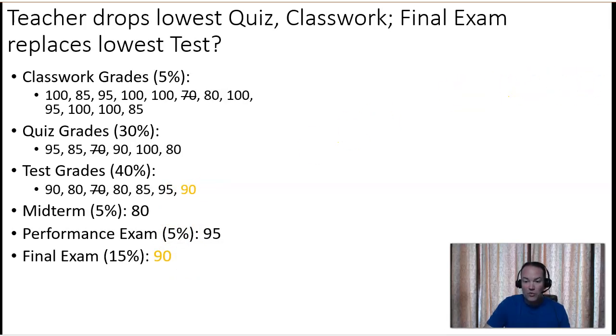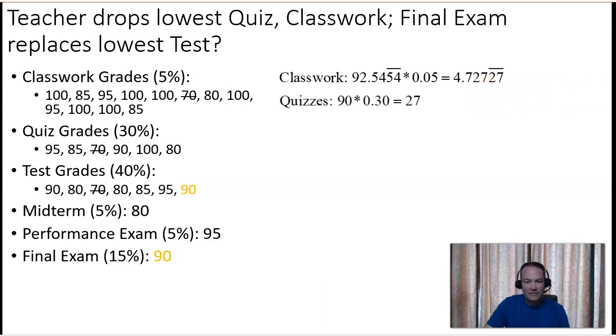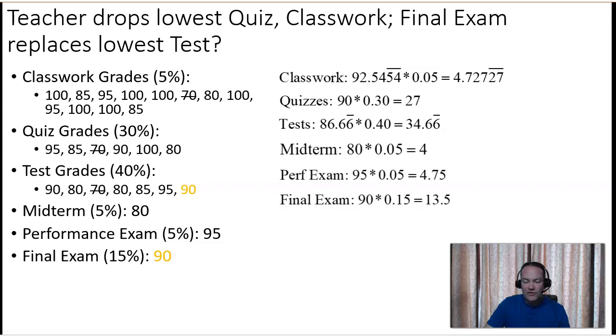Now we redo the calculations that we did earlier. So classwork becomes that with the lowest grade dropped. So notice this number has increased slightly. Quizzes are now this. That has now increased slightly. Tests are now this. That has also increased slightly. Midterm, performance exam, final exam are all the same as they were on the previous slide. Now we do this calculation, and we have 88.6439. 0.64 is higher than 0.5 to get to a final course average of 89.